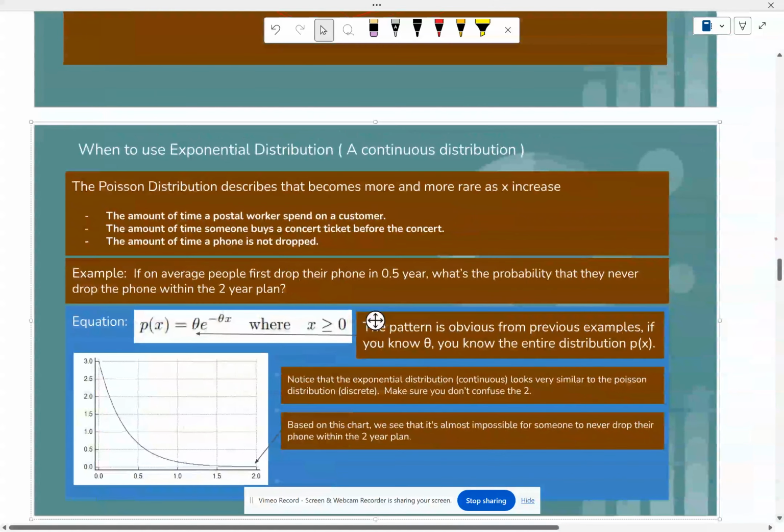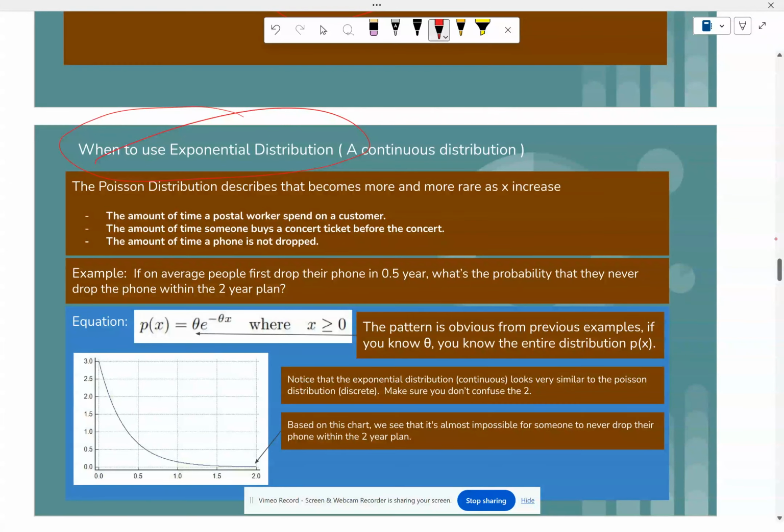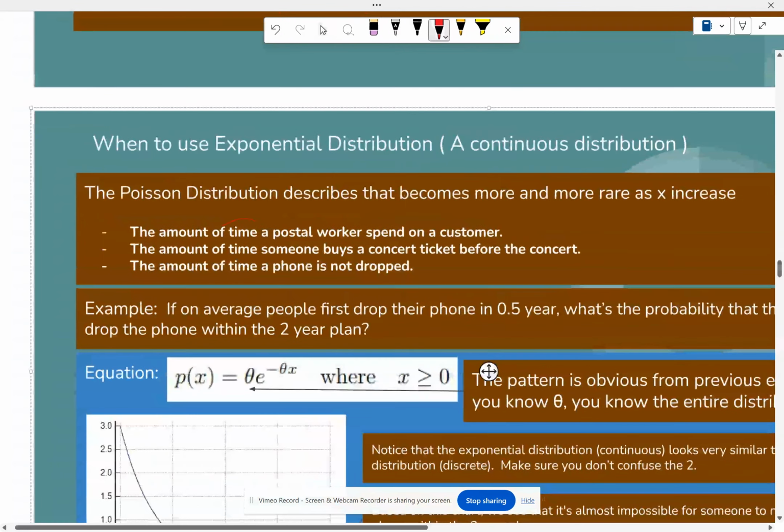The next one we're going to learn is the exponential distribution. Exponential distribution is very similar to Poisson, as we just learned, except this is more for continuous distributions. For example, the amount of time a postal worker spends on a customer. Since time is not discrete, time is continuous, you would not use Poisson for this case. You would need to use exponential. Or the amount of time before someone buys a concert ticket before the concert. Or the amount of time you take before the phone is dropped. So how long will it take? The longer you own a phone, the more likely you're going to drop it.